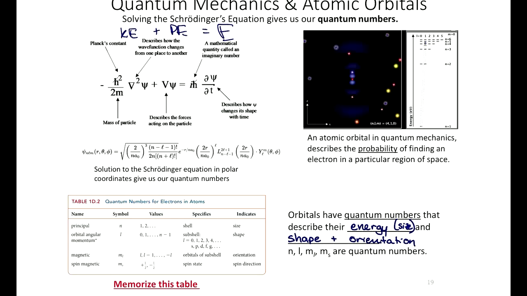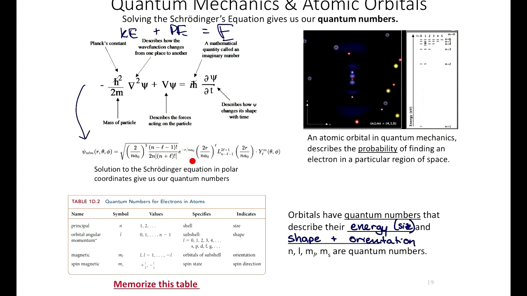So when you solve that, what comes out is a bunch of polar coordinate solutions. And these polar coordinate solutions are how we get our quantum numbers. But that's not important. This class is not about solving the Schrodinger equation. It's about how scientists came to a solution to a problem that they were observing.